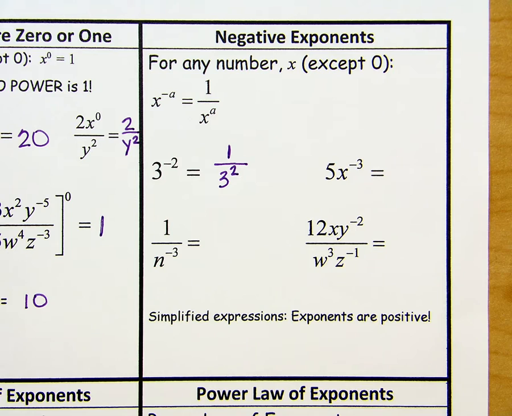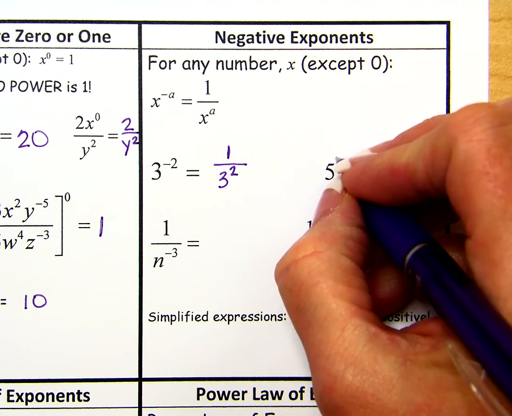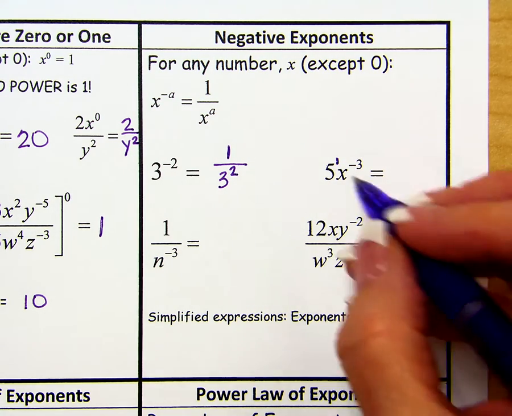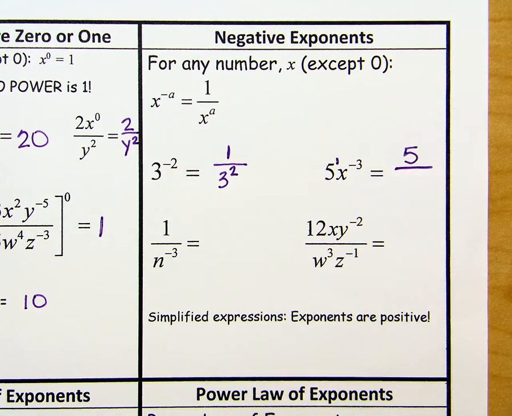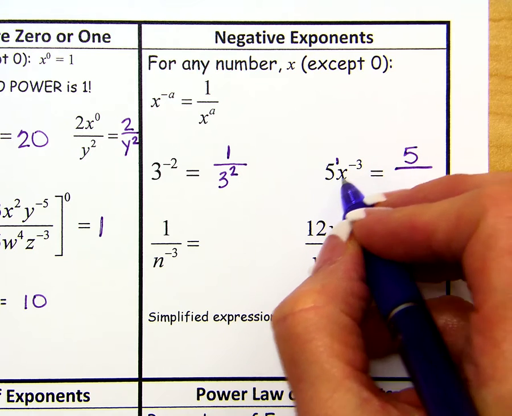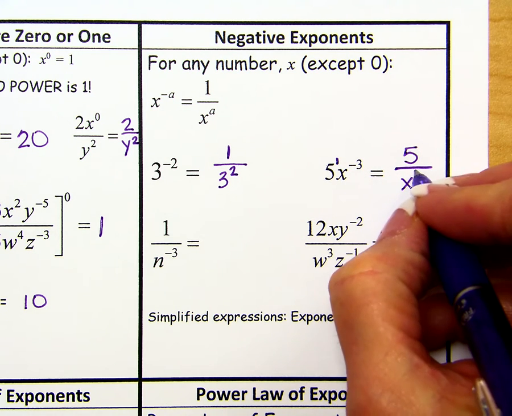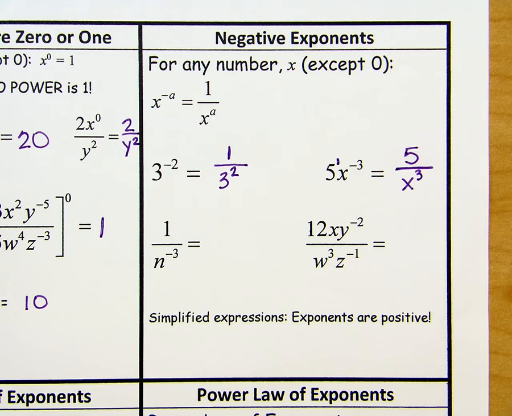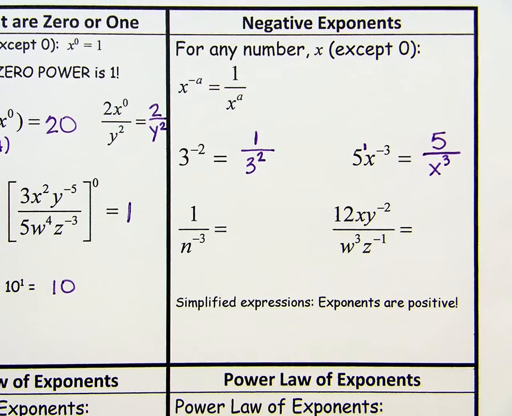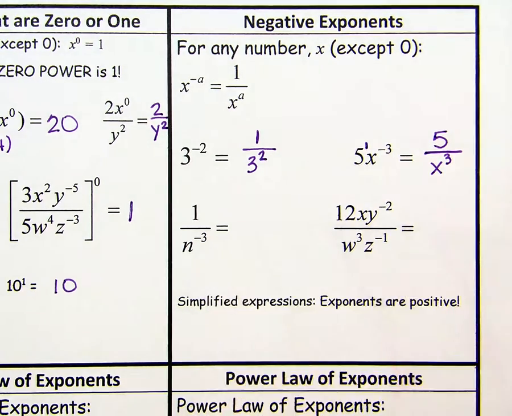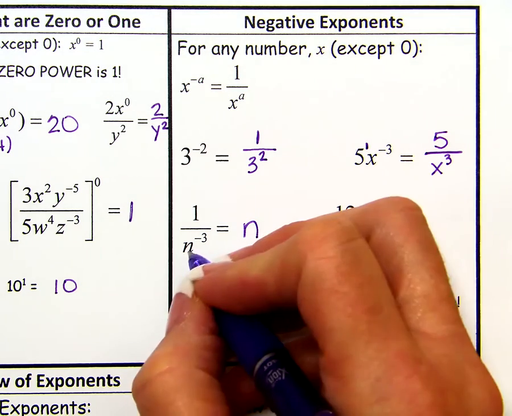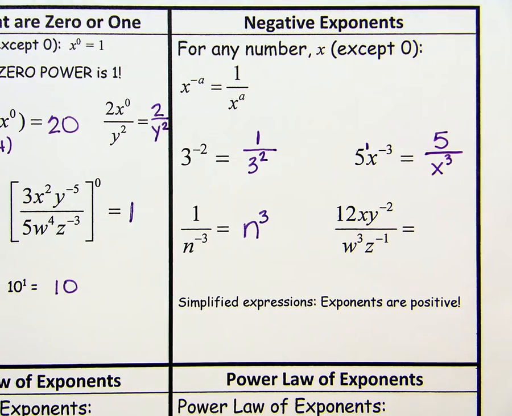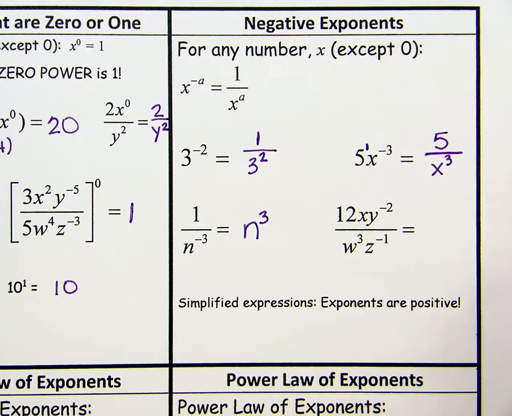5 times x to the negative 3. Remember, this 5 has an invisible exponent of 1, so that 5 is just going to stay a 5. It's going to stay right where it is because that 1 is positive. But this negative 3 exponent on this x says put this x in the denominator with a positive 3 exponent. Now, if you have a negative exponent in the denominator, then you're going to go from the denominator to the numerator and make that negative a positive.